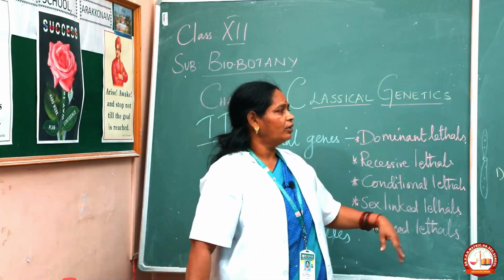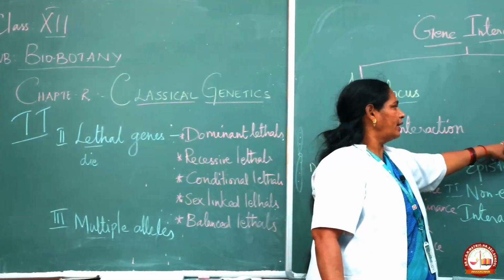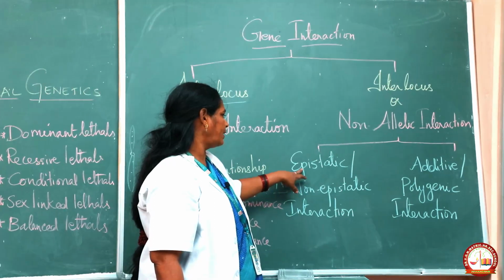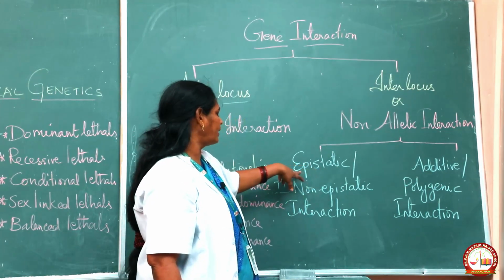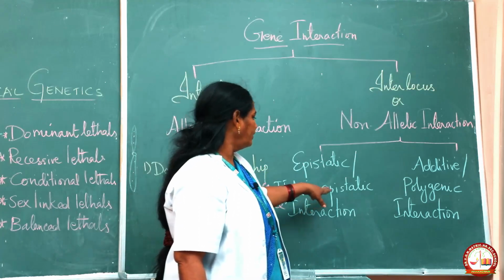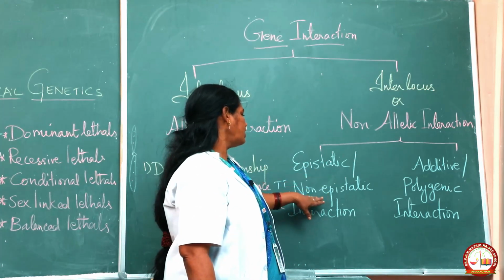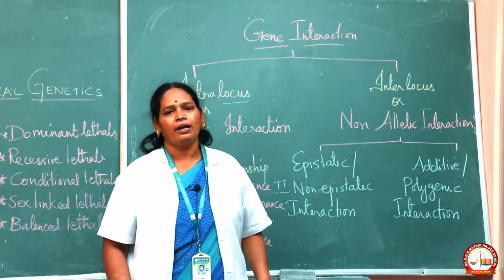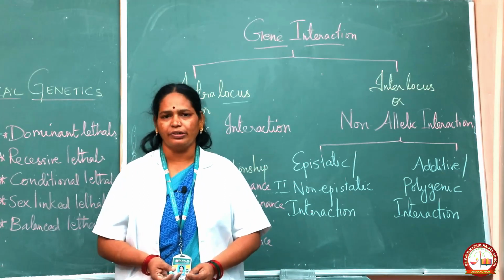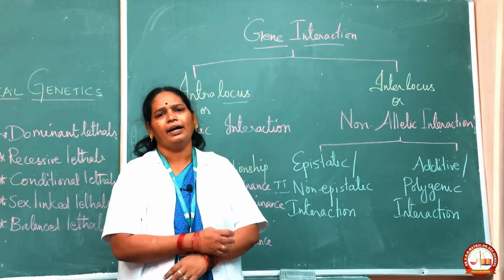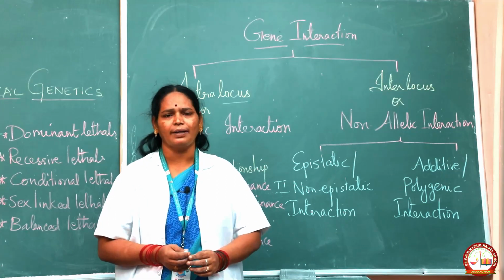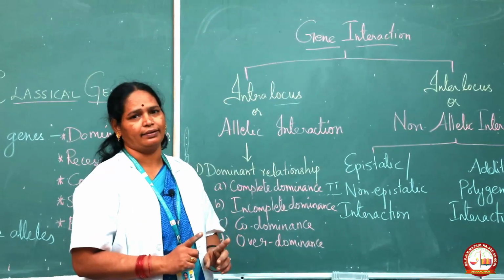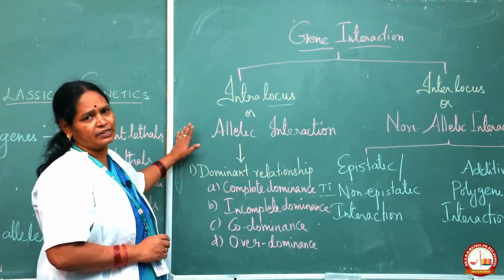Apart from that, there is non-allelic interaction. The non-allelic interaction is divided into two types: epistatic and non-epistatic. Epistatic means one of the genes is static, and above that the interaction occurs. The other is non-epistatic. Next is additive or polygenic interaction. These are the various interactions governed by Mendelian genetics. Post-Mendelian genetics has given more importance to phenotypes. One gene produces one character; that is the view of Mendelian genetics.